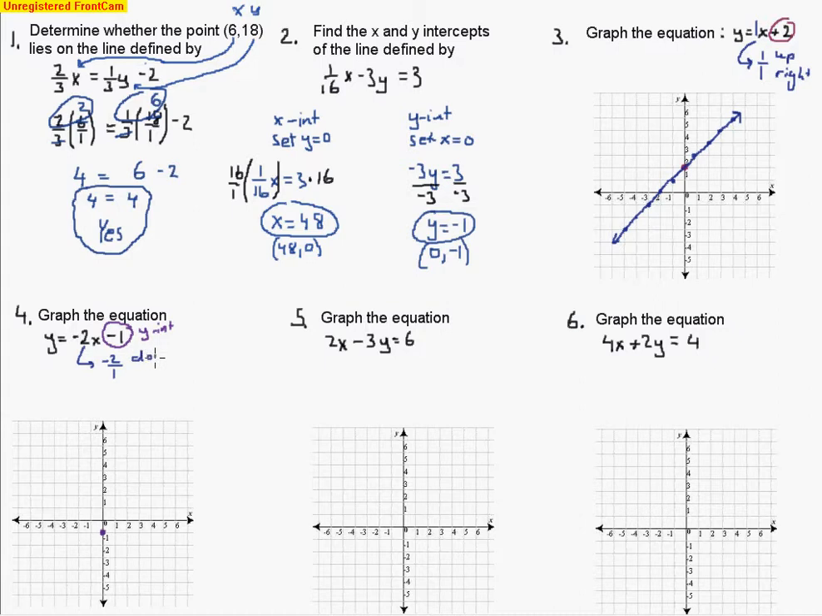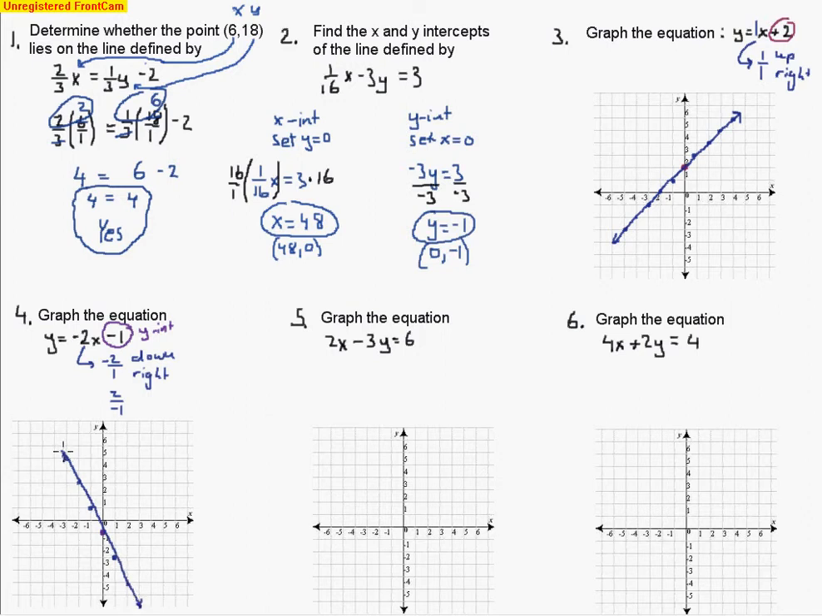A -2 tells me to go down. The +1 tells me to go right. So I'm going to go down 2, right 1. Down 2, right 1. And you'll notice that if you go the other way, up 2, left 1, you'll end up on that same line. And so up 2 spaces, left 1, puts me on that line as well. So from that point, we can go ahead and draw the line between those points.